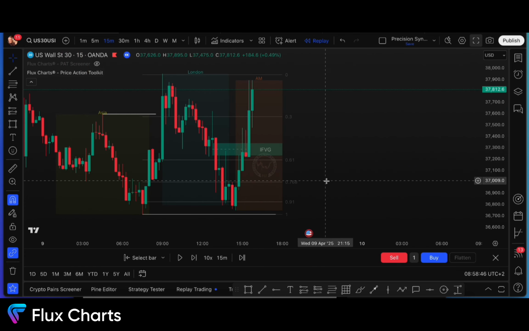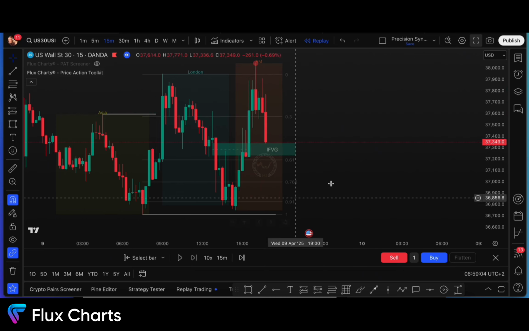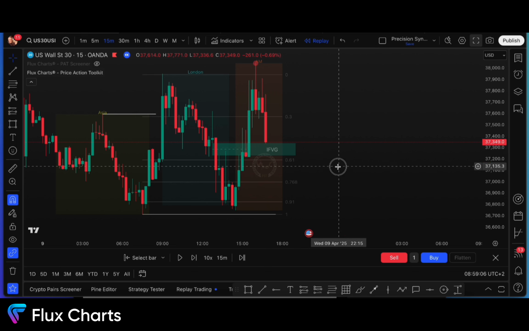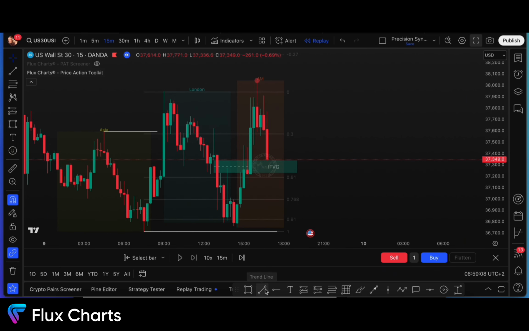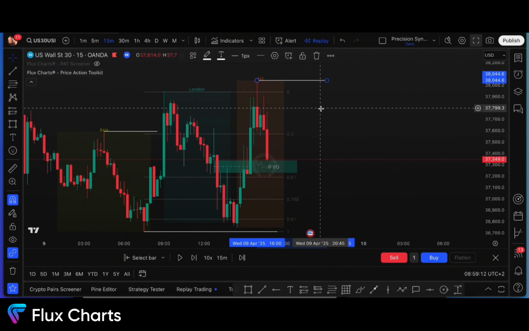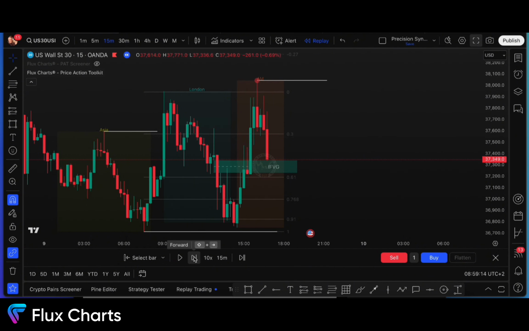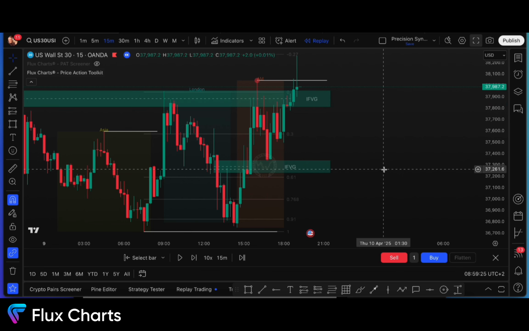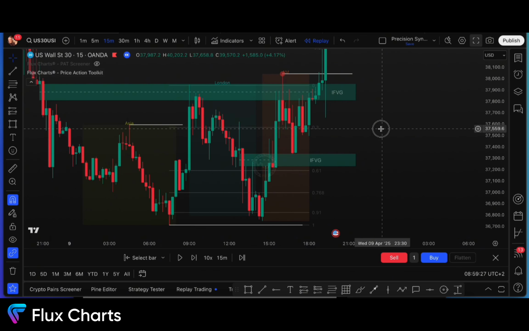There we go. We created our fair value gap. So now we need to wait for price to come and retrace to this level. Let's see what happens. There we go. We got tapped in. And now what we can do, we can enter our trade and we can target our next level of liquidity. Let's have a look. There we go. And it was a beautiful trade.